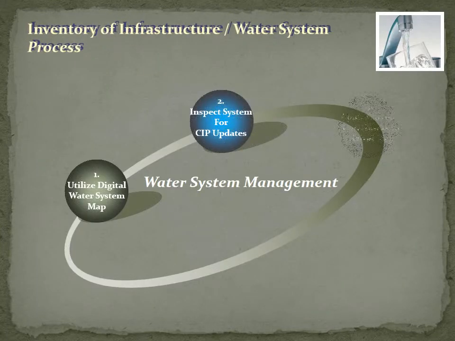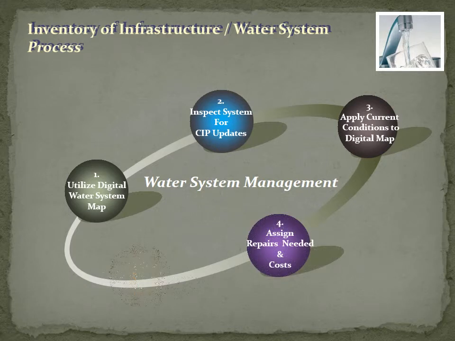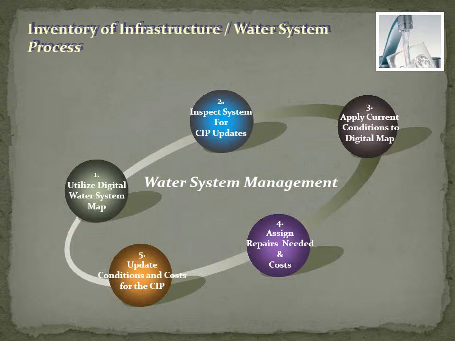Another key component in the 5-year plan is the inventory of the water mains and associated structures, including hydrants and valves. The 5 standard steps to achieve these goals are the same as the roads, starting with digital mapping and ending with updating conditions and costs for the 5-year plan. Let's take a look at details of each of these steps.